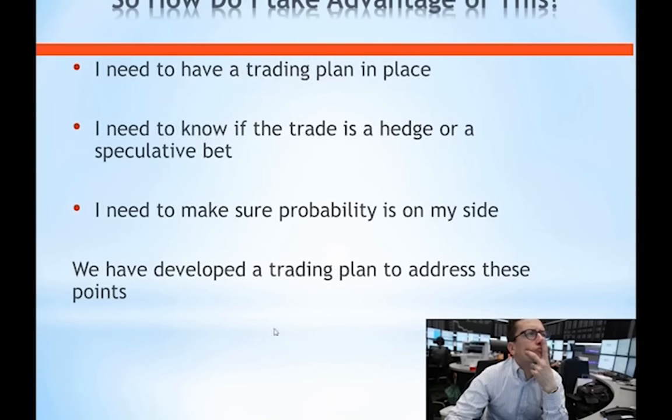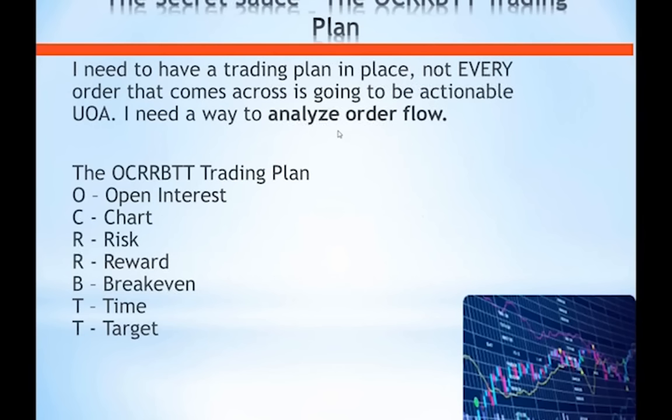We've developed a plan to address that, and we call it the OAK RIBBIT Trading Plan. It's not the most eloquent name for a plan. It is an acronym. If you have any better suggestions, I am all ears. But this is easy to remember, which is why we like it. It stands for all of the points of analysis that I should be doing when I see an order hitting the tape. The first one addresses your question, Kevin. Open interest, chart, risk, reward, break-even, time, and target. All of these things help me figure out whether a position is something I should actually be getting involved in, or if it's just noise on the tape that I should avoid, okay?